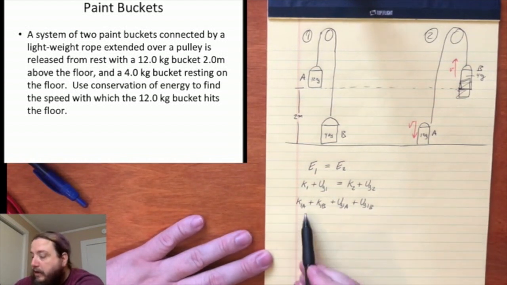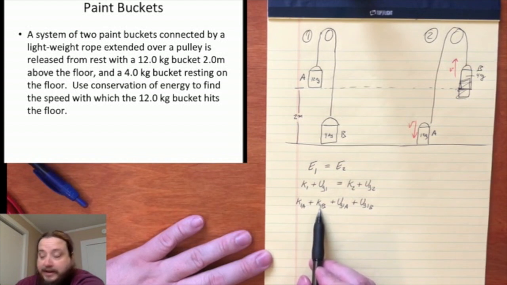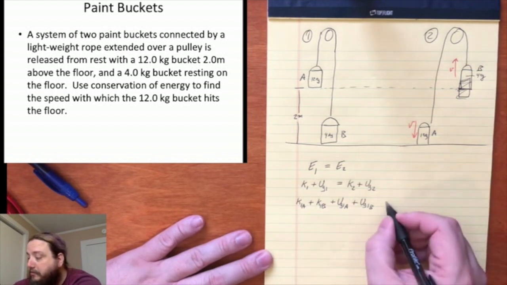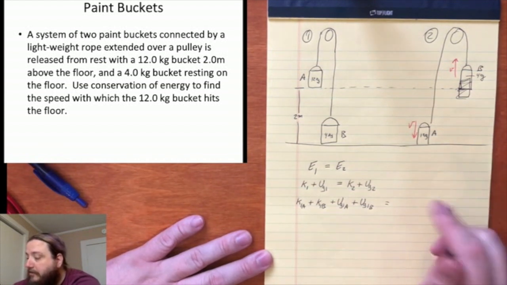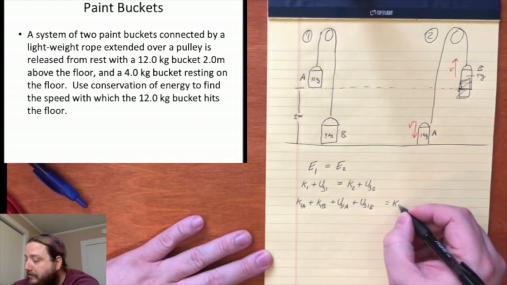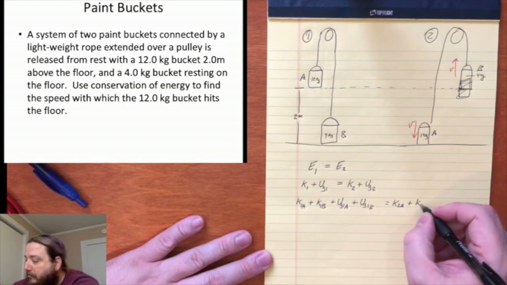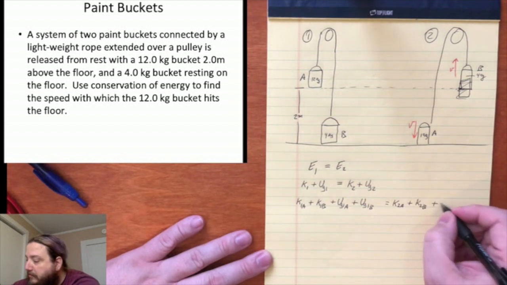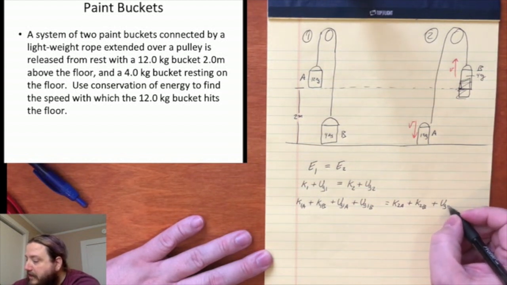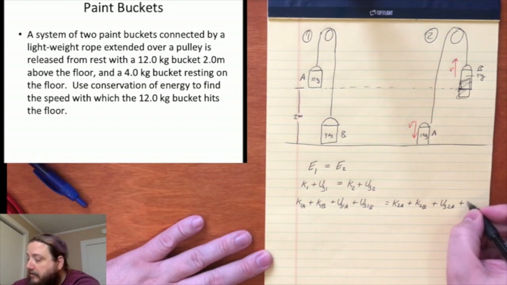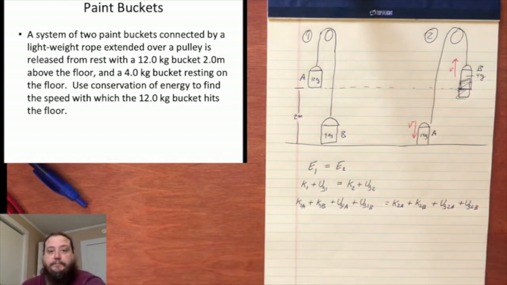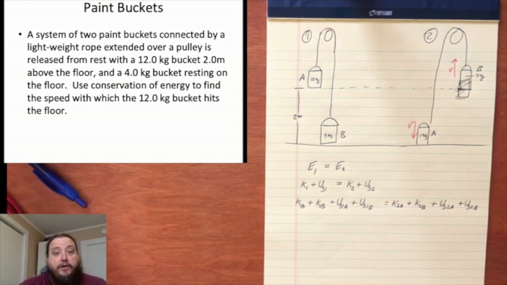Okay, and so we have 4 terms, 2 kinetic energy terms, 2 potential energy terms, and we're going to have the same 4 terms on the other side, except that it'll be at moment 2. So the kinetic energy at moment 2 of bucket A plus the kinetic energy at moment 2 of bucket B plus the gravitational potential energy at moment 2 of bucket A and the gravitational potential energy at moment 2 of bucket B. Okay, so we've written down all of the possible terms. Not all of these terms will be actually present.